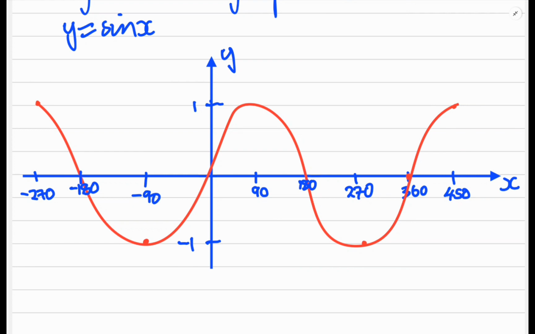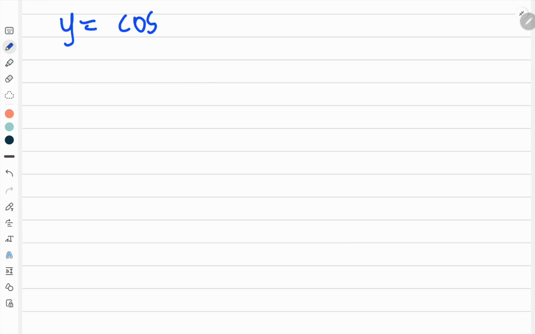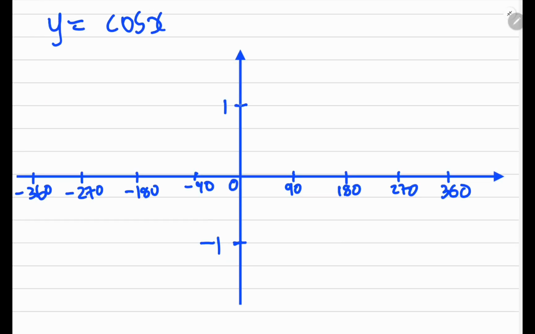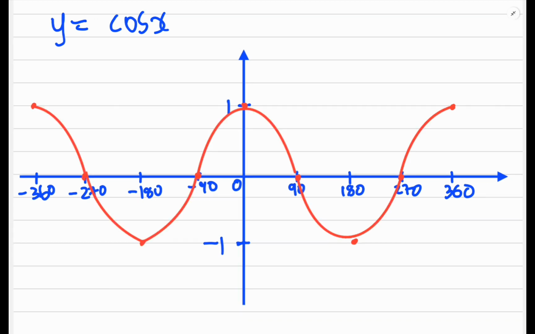Next graph, we want to look at the graph of cos x. Same range as sine, but this time the pattern starts from 1, 0, -1, 0. 1, 0, -1, 0, and we join. So that's the graph for the cosine of x.